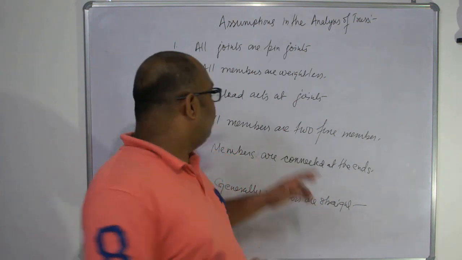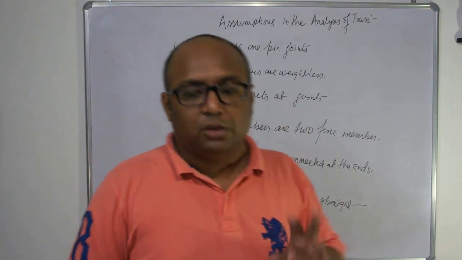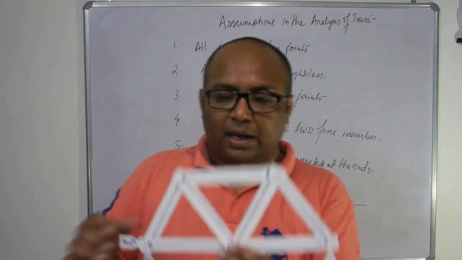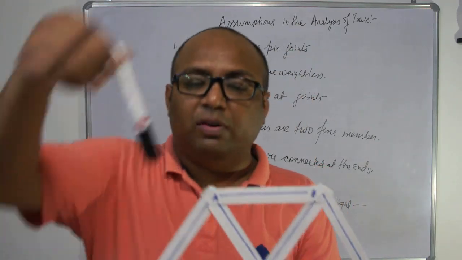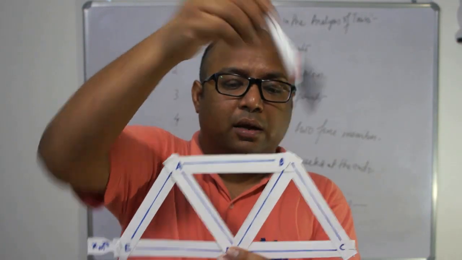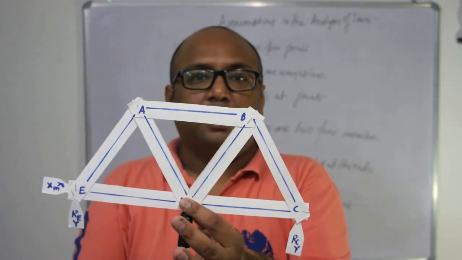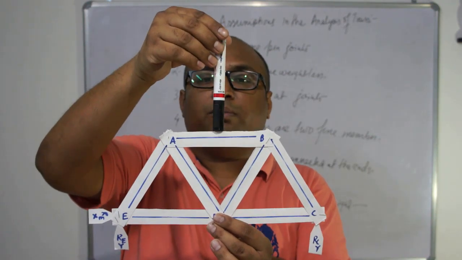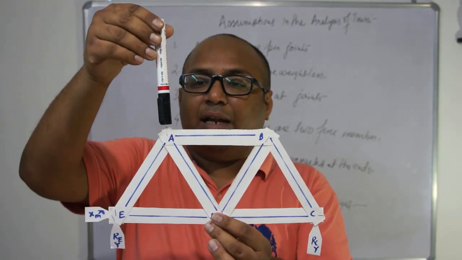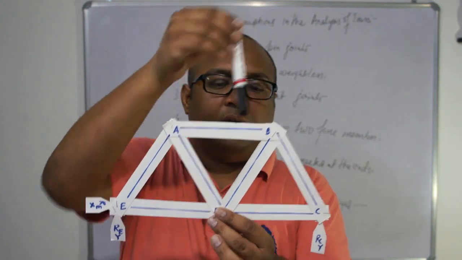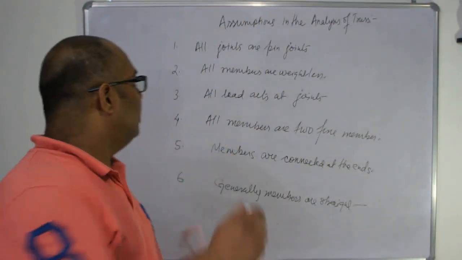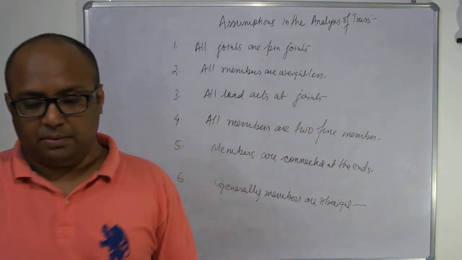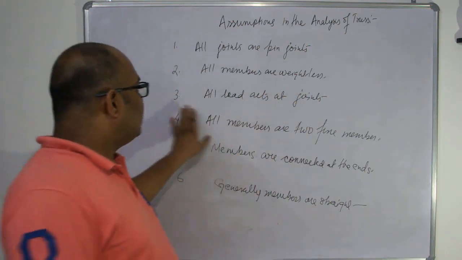Next point. The third point is all load acts at joints. Let me demonstrate it with an example. So if I have a truss, the load will act over here, or here, or here, but it should not act here. No, this is not allowed. The load can act at this joint, or this joint, or this joint. This is the meaning of the words all load acts at joints.